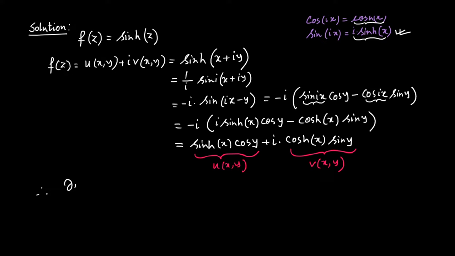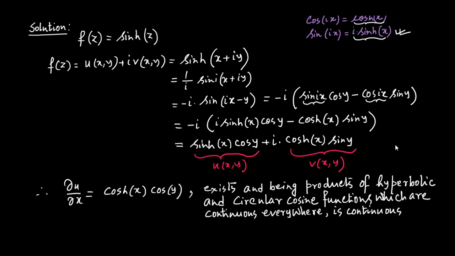So here, del u del x, can you tell me what it will be? This is your u. What is the derivative of hyperbolic sine x? I hope you remember, we discussed it in our lecture on hyperbolic functions. The derivative of hyperbolic sine x is hyperbolic cosine x. So this will be hyperbolic cosine x into circular cosine y. This is a product of two functions, one hyperbolic cosine and one circular cosine, and both are continuous. Therefore their product will also be continuous. So this exists and, being a product of hyperbolic and circular cosine functions, which are continuous everywhere, is continuous.